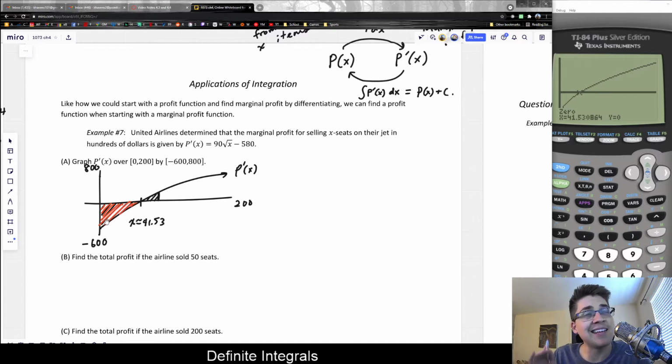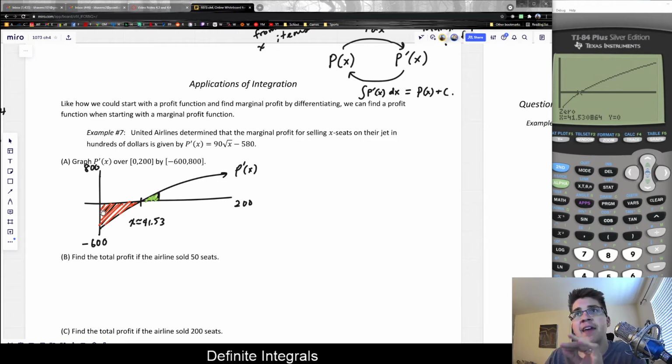So if I was to take a definite integral of this function, if I want to know how much area is in that, I need to take the definite integral from 0 to the x-intercept. And that should end up being negative. And then area which is above the curve should come out as positive. And what I'd expect by looking at this graph is I'm going to be losing profit. I'd expect to have a negative overall profit.